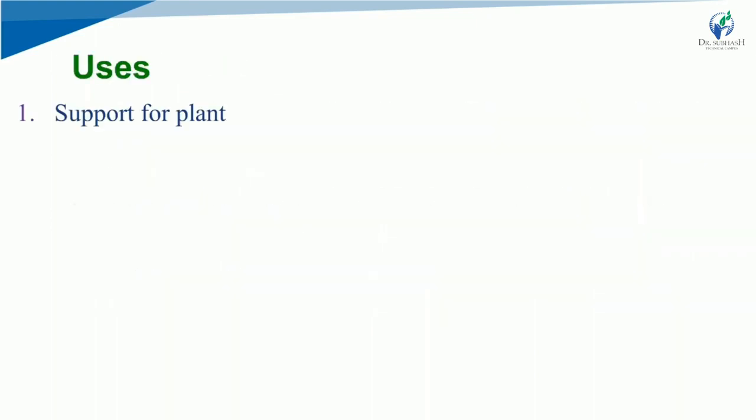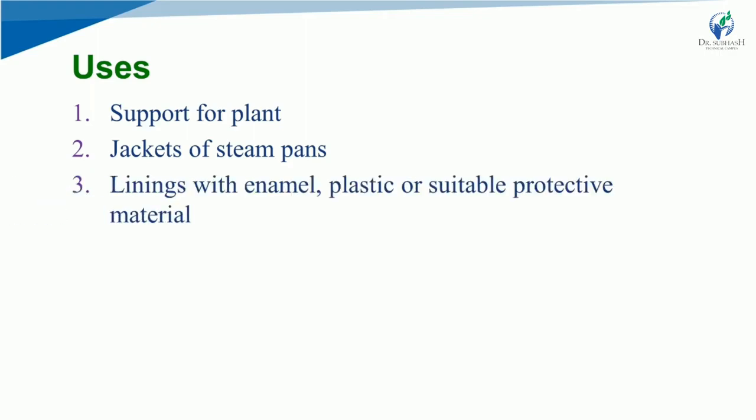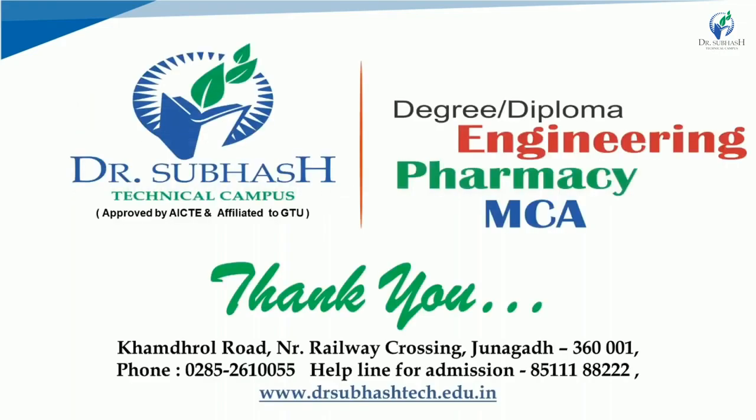So what are the uses? The first use is as a support for plant. It acts as a support for plant, and therefore you can easily use it. Second, jackets of steam pans. You can use it as a jacket of a steam pan. Third is lining with enamel, plastic, or suitable protective material.